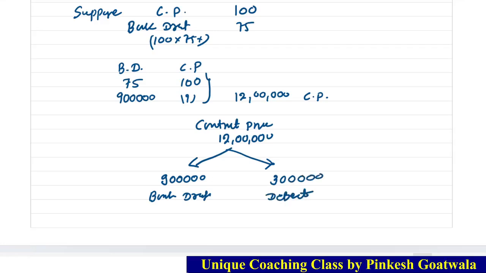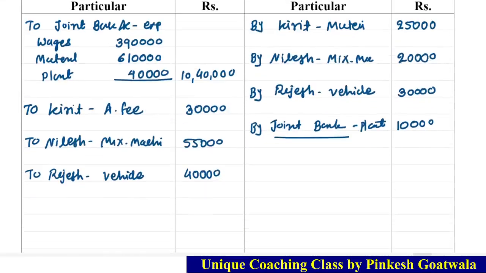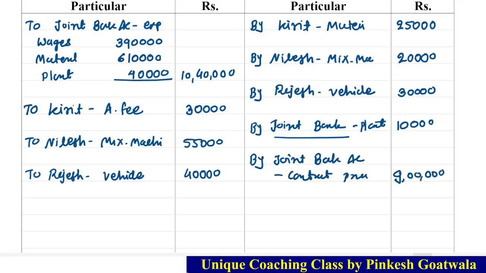Okay, now let's give effect. We get this contract price 12 lakh. So I told you it is our income. So we have to show it on the joint venture account credit side. First, joint bank account: we get a draft of 9 lakh rupees, and we get 3 lakh debenture. So it will be credit side, debenture as a contract price 3 lakh.